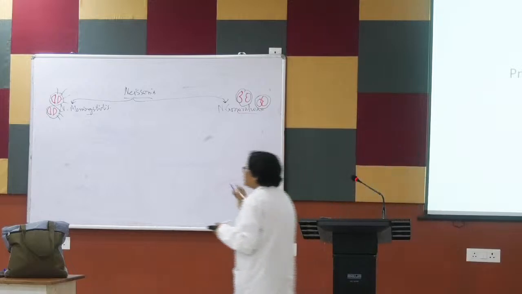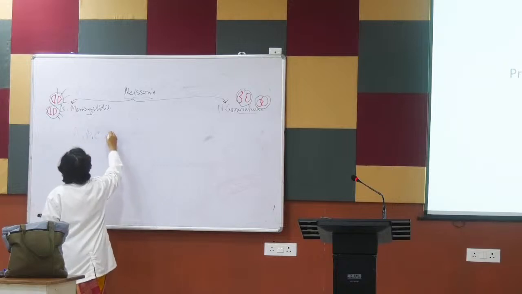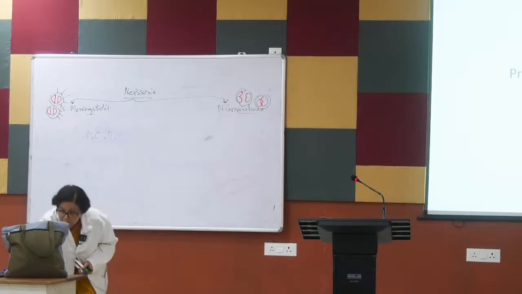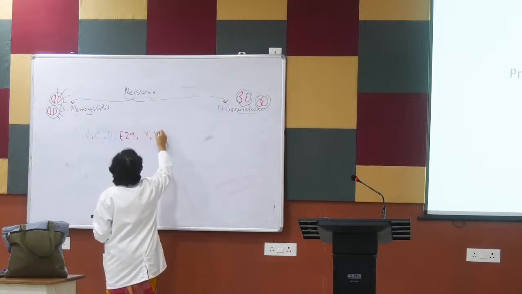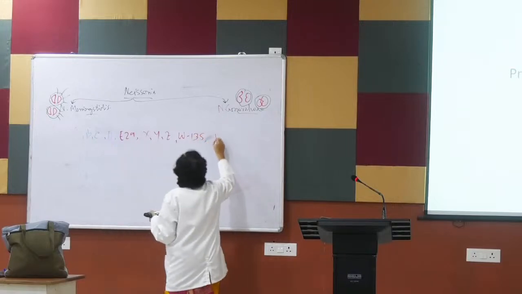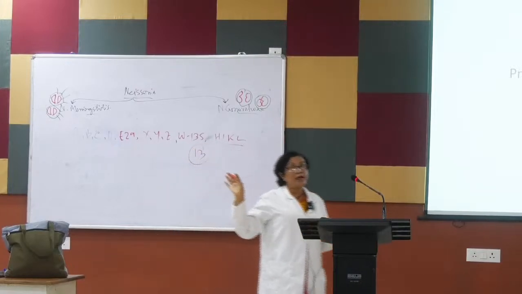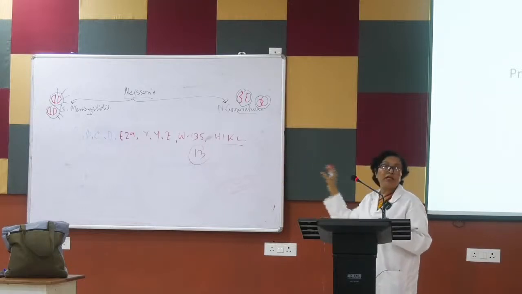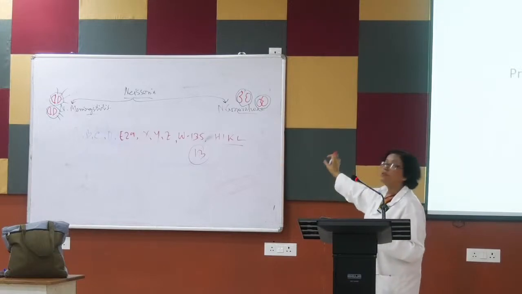That is important. A, B, C, D, E29, X, Y, Z, W135 and others, H, I, K, L, etc. Total 30 serotypes are there. তাহলে যদি আমরা মেনিনজাইটিস হয়, আমি যদি ভ্যাকসিন ইউজ করি, আমি যদি A সেরোটাইপ দিয়ে মেনিনজাইটিস হয়ে থাকে, আমি B ভ্যাকসিন দিয়ে কিন্তু কাজ করব না. As there are 30 different serotypes.